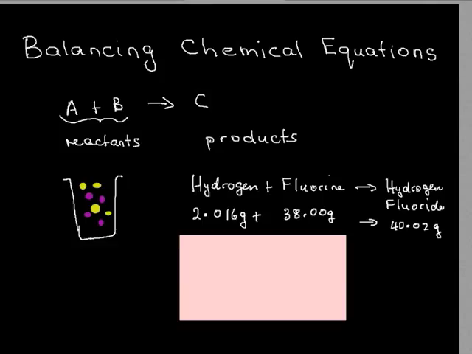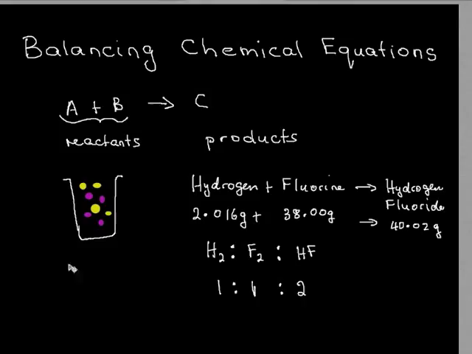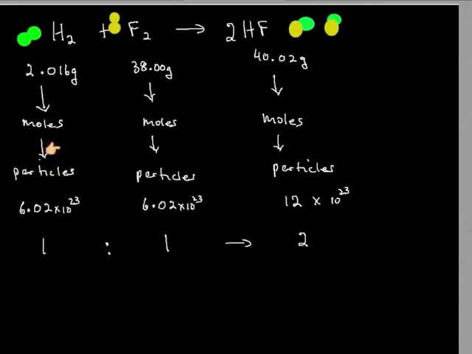However, it does not tell us the ratio of hydrogen to fluorine, or fluorine to hydrogen fluoride, or hydrogen to hydrogen fluoride. It was determined that the hydrogen and fluorine reacted in the ratio of 1 to 1. For every hydrogen and every fluorine molecule, twice as much hydrogen fluoride was formed. Let's go ahead and see how this came about.